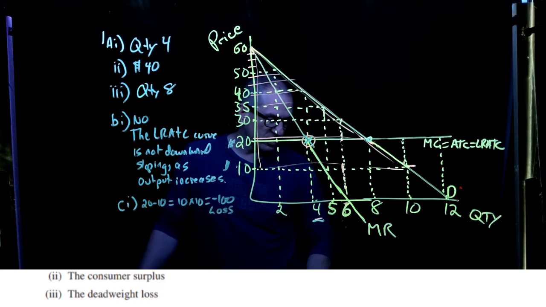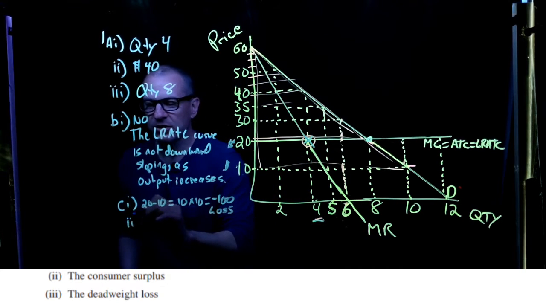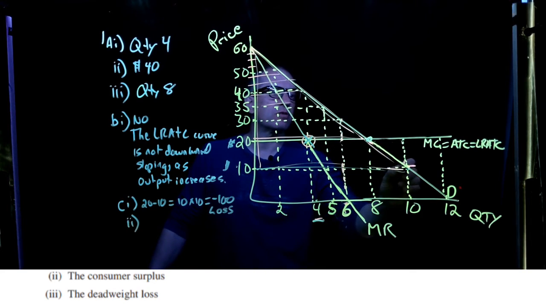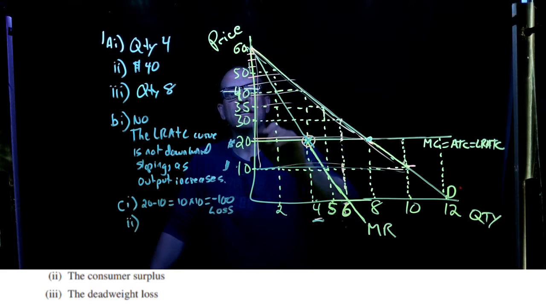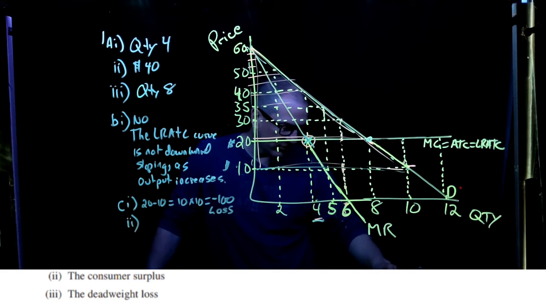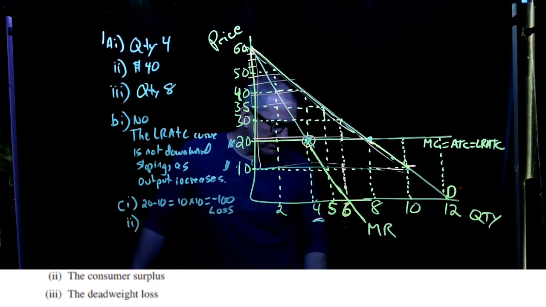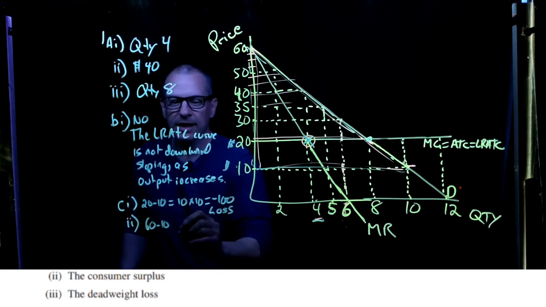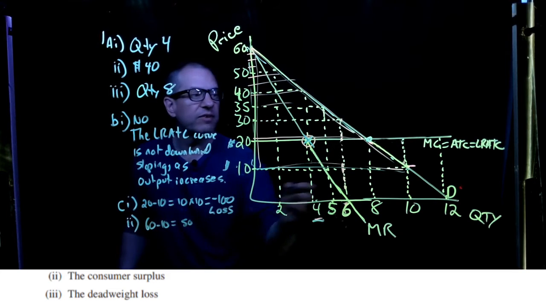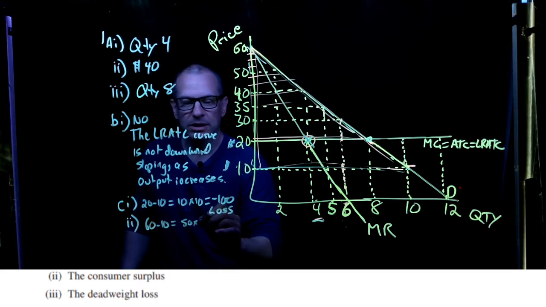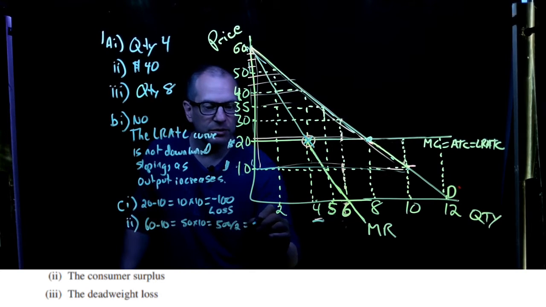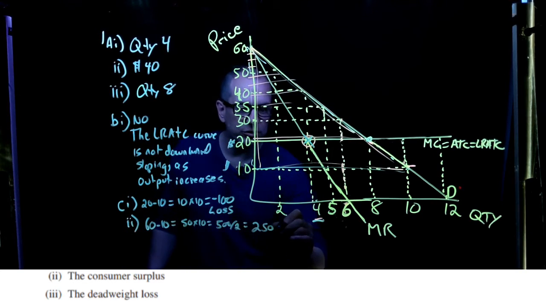The next question says, what's the consumer surplus? So for C2, the consumer surplus is going to be from $10 over the quantity of 10 up to 60 and down. So when we look at this, we're looking at the price being 60 minus 10. So that's going to give us 60 minus 10 equals 50, and we're selling 10 units times 10 units. That gives us 500 divided by 2 equals $250 consumer surplus.